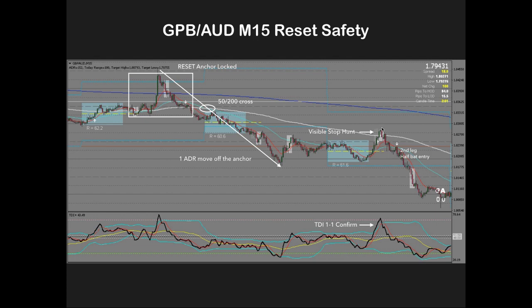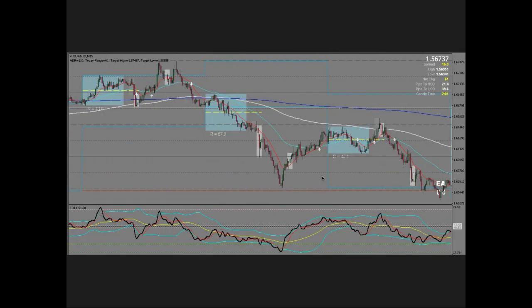You also have a first leg of evening star at the shadow box, which is very, very powerful as well, and a nice big shark fin confirming that. And you can see that the trade played out very nicely. This was, I think, pretty much a 120 or so pip trade. Very nice trade.